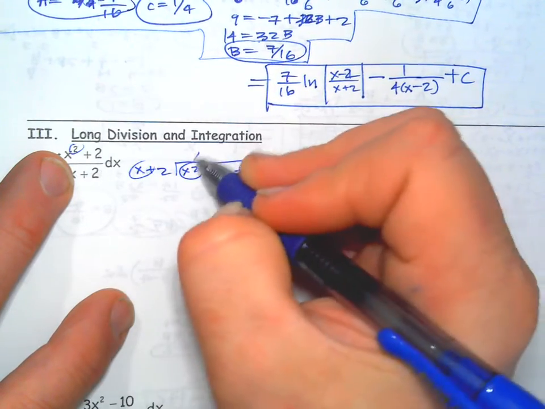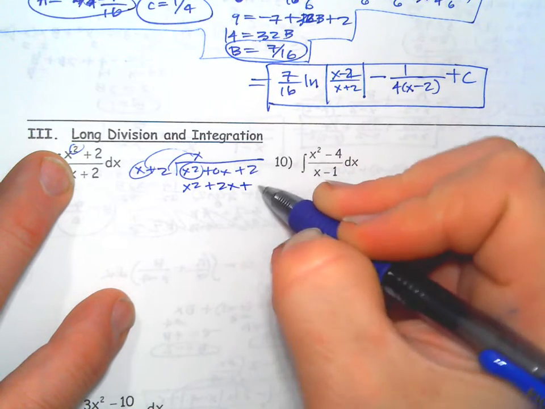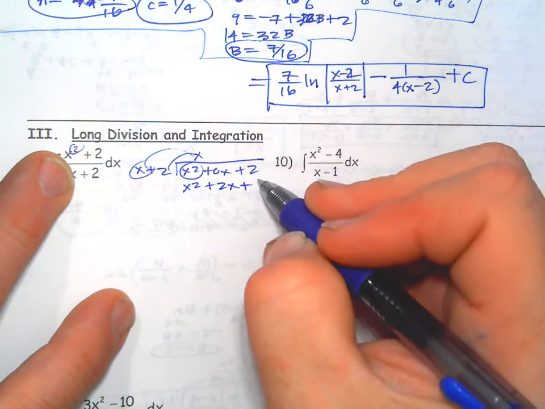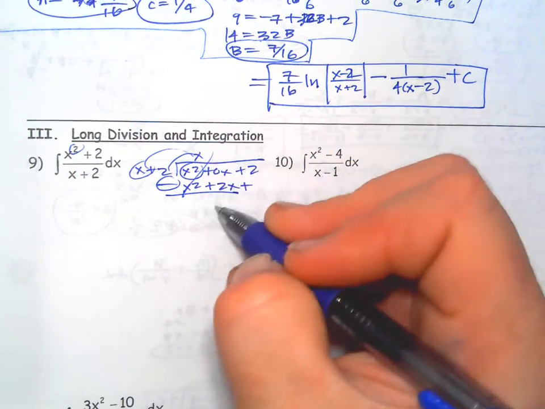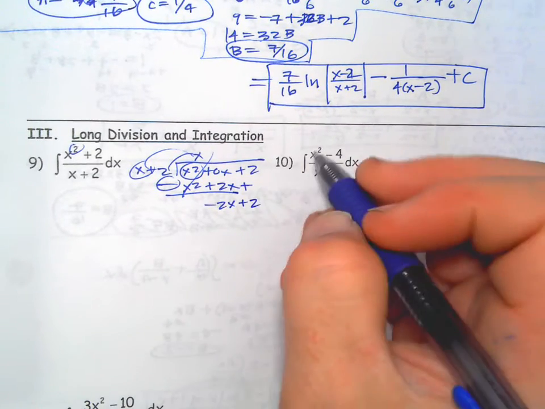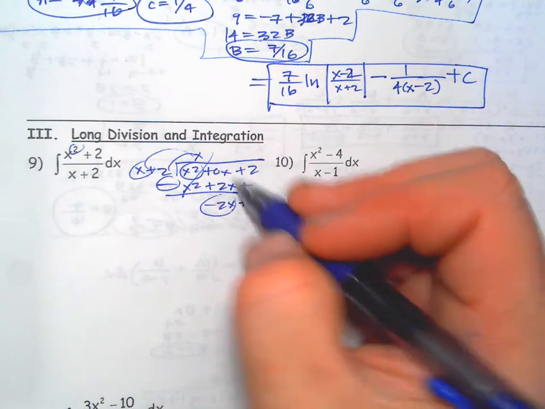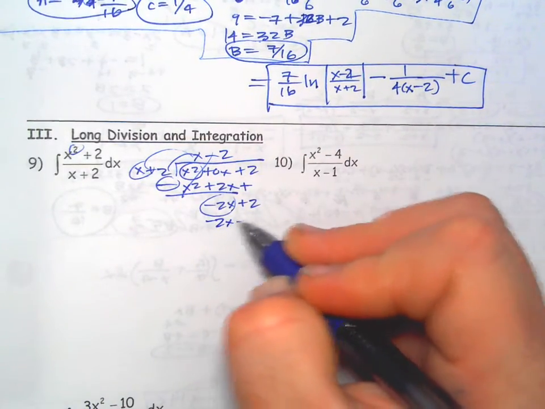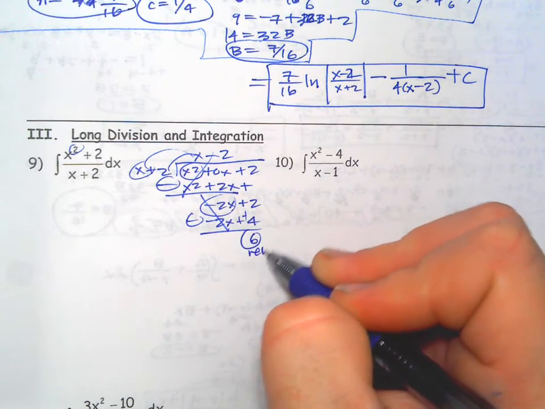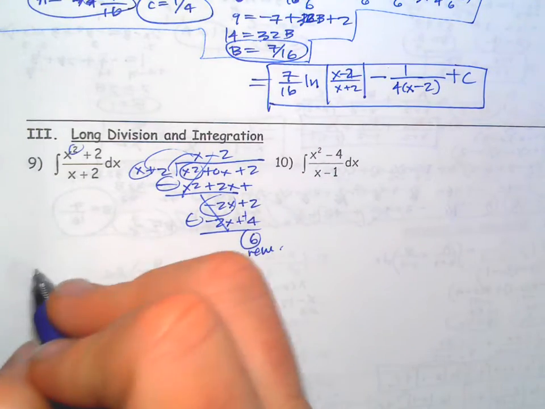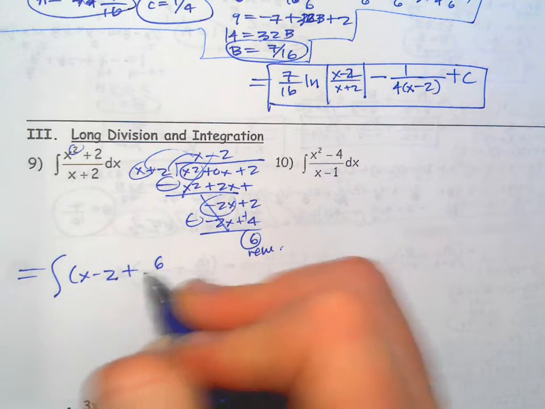Start with these. It's going to be x times x squared plus 2x. So we subtract these. We get negative 2x plus 2. And we can do it again. So x goes into that, negative 2 times, negative 2x minus 4, subtract. And the remainder is 6. So that's going to be a fraction. That gives us x minus 2 plus 6 over x plus 2.